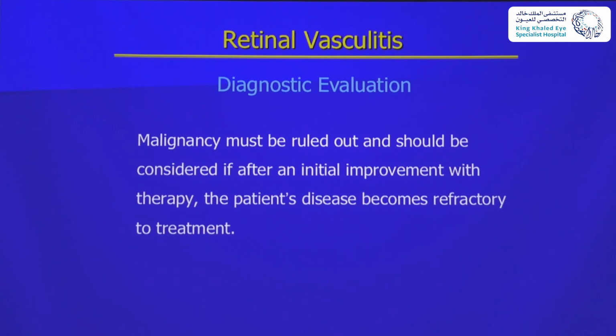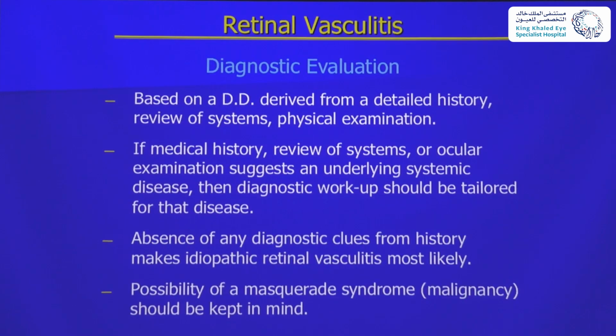Malignancy must be ruled out, as we discussed. So the diagnostic evaluation should be based on a differential diagnosis derived from detailed history, review of systems, and physical examination. If the medical history, review of systems, or ocular examination suggests an underlying systemic disease, then the diagnostic workup should be tailored for the disease.